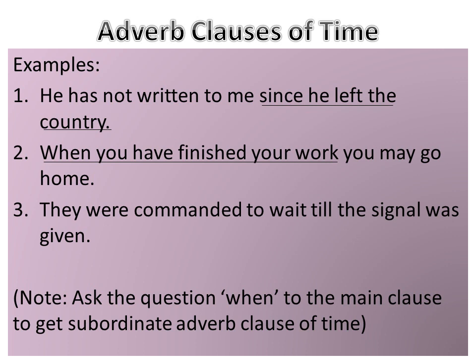Now, if I ask the question when to the main clause, till when were they commanded to wait? I get the answer as till the signal was given. So this part becomes your subordinate adverb clause because it tells you more about the action of waiting. And since it tells you more about the time till when they have to wait, it becomes a subordinate adverb clause of time.